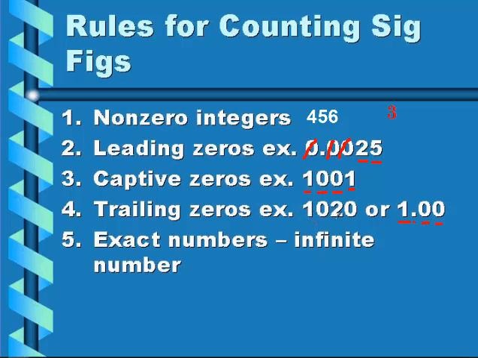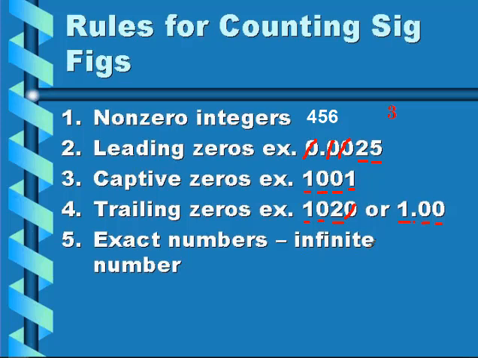For the first one though, there's no decimal at the end. So the 1 counts, this 0 counts because it's captive, the 2 counts, but this 0 does not count for significance. It's very important because it changes the number from 102 to 1020, but it doesn't count for sig figs, so it's 3 sig figs.